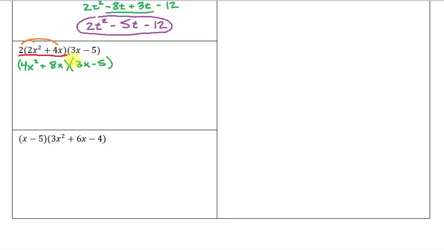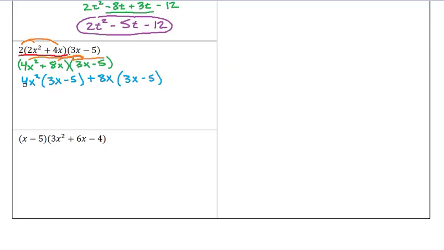We're going to take this whole binomial and you're going to multiply the 4x squared times that, and then the 8x times the whole thing as well. So when we rewrite this, we're going to have 4x squared times the second binomial, 3x minus 5. And then we're going to take the second term of the first binomial, the 8x, which is positive, and we're going to multiply that times the second binomial.